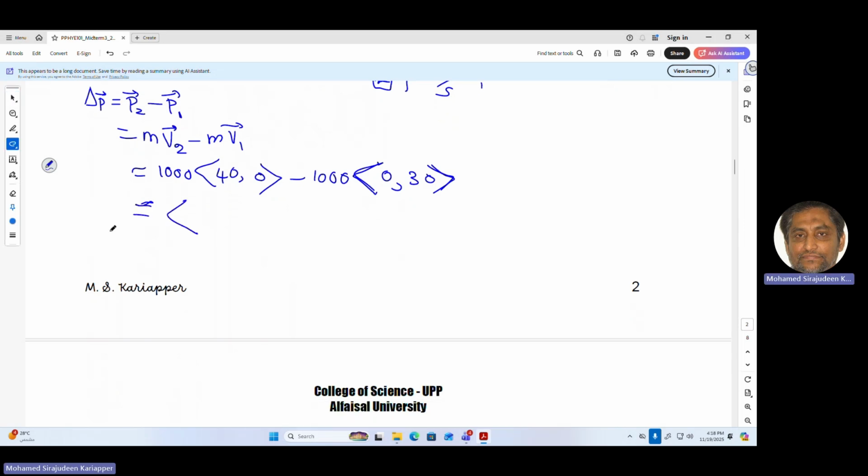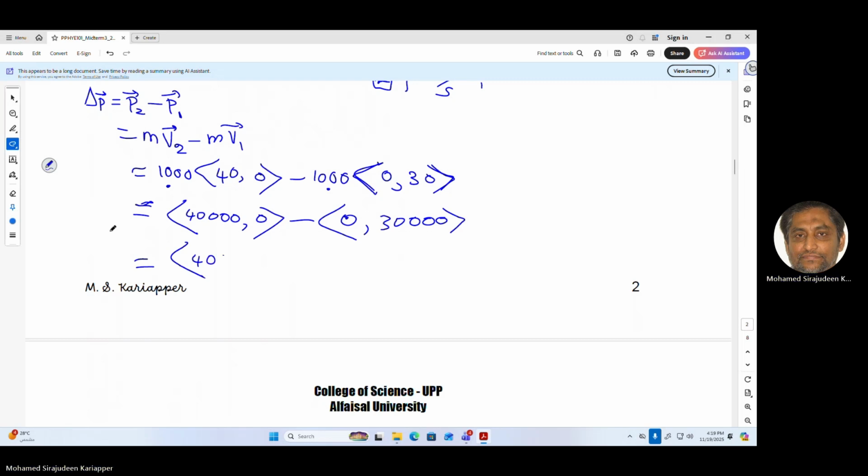So what is this? 1000 into 40 is 40,000. 1000 into 0 is 0. Minus 1000 into 0 is 0. 1000 into 30 is 30,000. Right. Now you know how to add vectors. It's a subtraction here, addition, subtraction, whatever. So 40,000 minus 0 is 40,000. You only collect the x's and do the addition. 0 minus 30,000 is minus 30,000. Yeah, we got the answer.